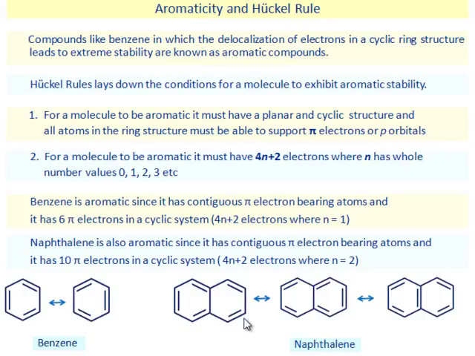Naphthalene is also aromatic since it has contiguous pi electron bearing atoms and it has 10 pi electrons in a cyclic system, 4n plus 2 electrons where n is equal to 2.